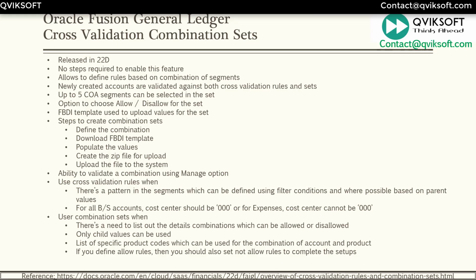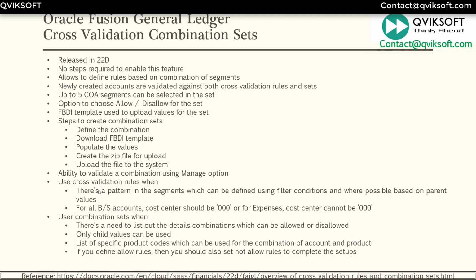So in this chapter you have understood a new functionality, which is cross validation combination sets. I've explained to you the limitations, that it can only go up to 5 segments, and then you define allow and disallow. You can choose whether you want to allow certain things or you want to disallow certain things. So this is how you define these rules. The values are uploaded using the FBDI template only. I've explained to you when to use cross validation rules and when to use cross validation combination sets.